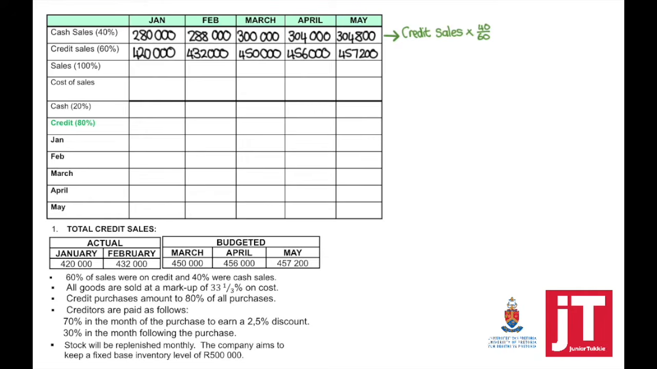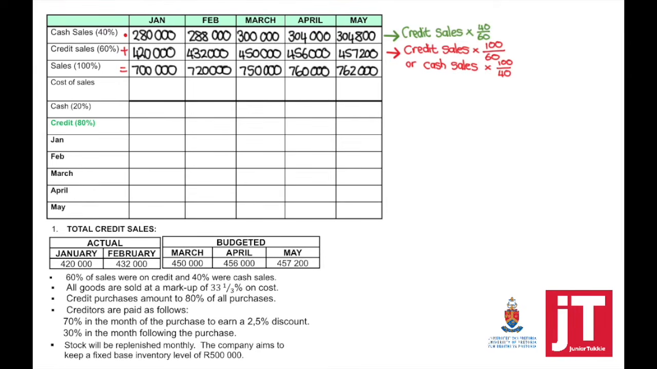Now I've got two options. I can calculate the sales by either taking my cash sales plus the credit sales, or we can take the credit sales which was given to us and say times 100 divided by 60. Remember, when we're calculating our cost of sales, it's calculated on our total sales. So we need to know what is our total sales for each month.